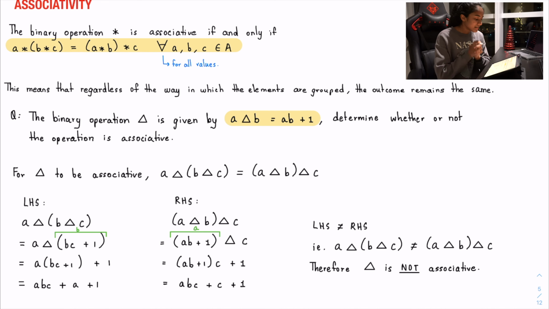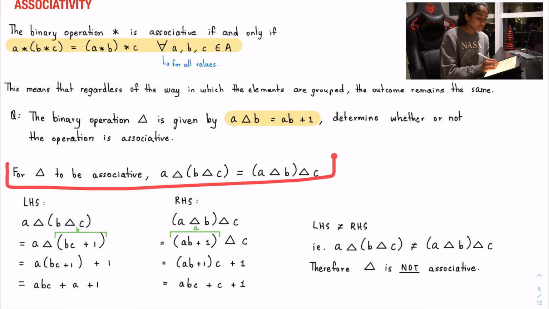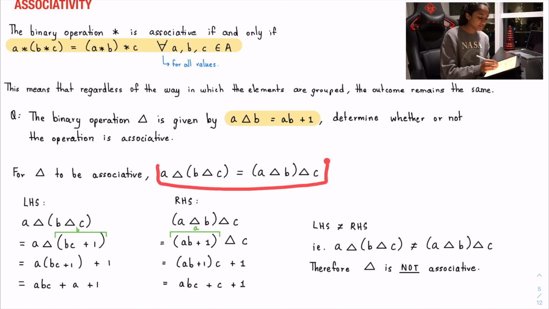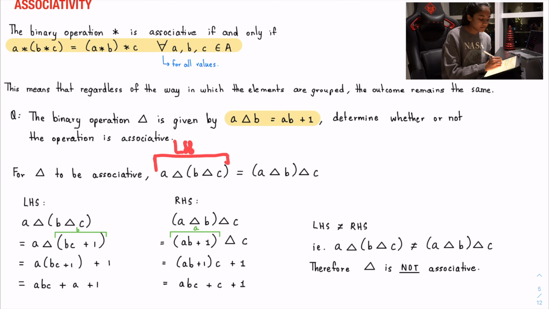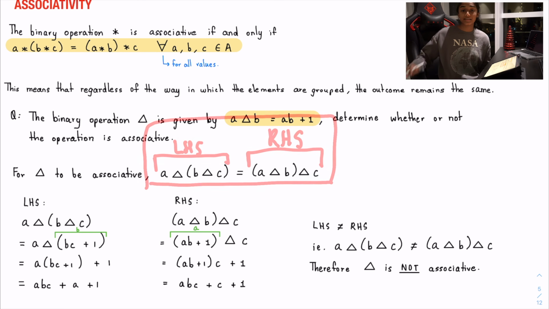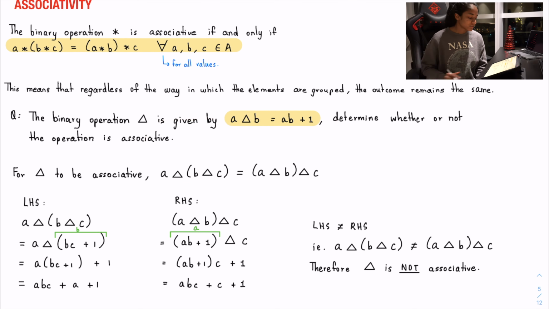So the question states, the binary operation triangle is given by A triangle B is equal to AB plus 1. Determine whether or not the operation is associative. So to solve this, we have to first state what we're going to look for. So you have to know the rule. Okay, this is what we're going to look for. And then we are going to separate it into left-hand side and right-hand side. And for it to be associative, we know that the left-hand side and right-hand side must be equal to each other. So first we'll do the left-hand side, which is this.